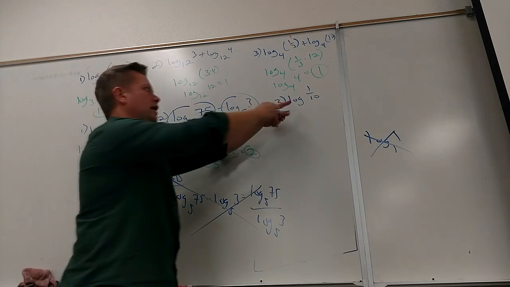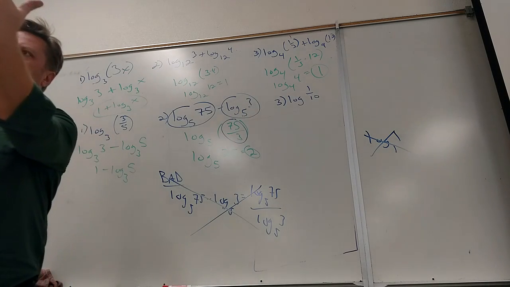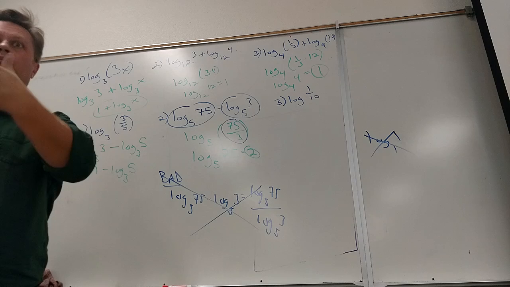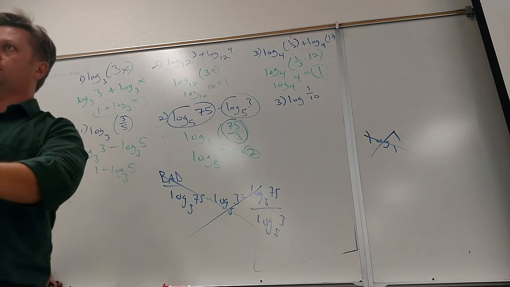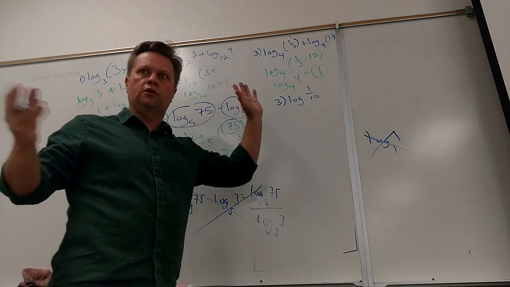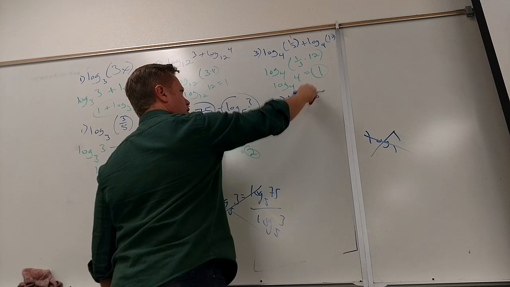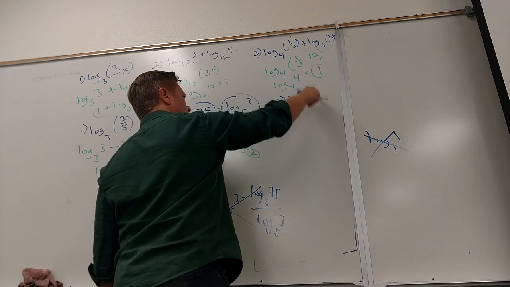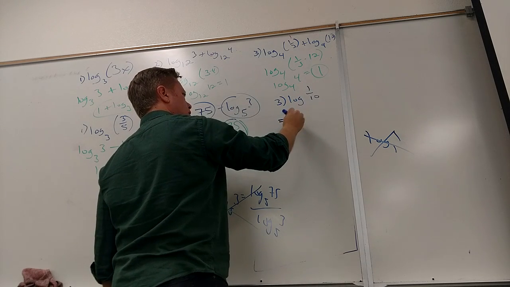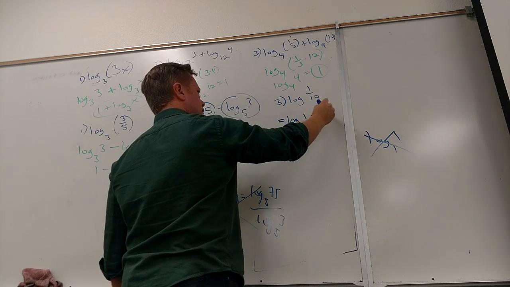So this guy is base 10. That's the common log. Because our number system is based on 10, log base 10 is the most commonly used logarithm. Just like a square root doesn't have a 2, this doesn't have a 10. It's just known. How do I rewrite this? Log of the quotient. Log 1 minus log 10.